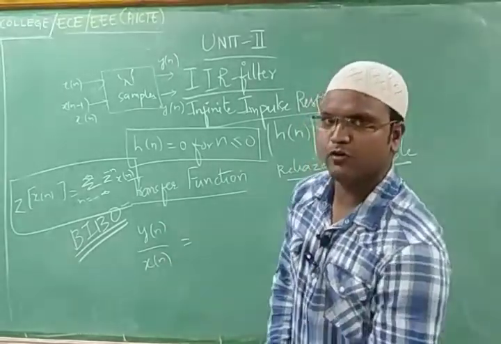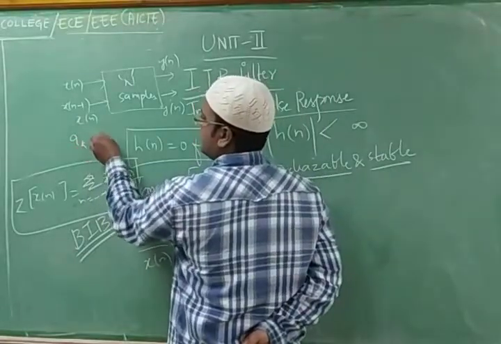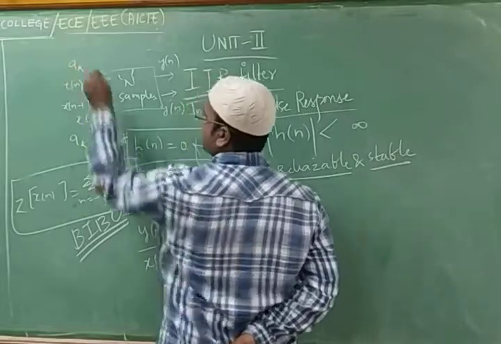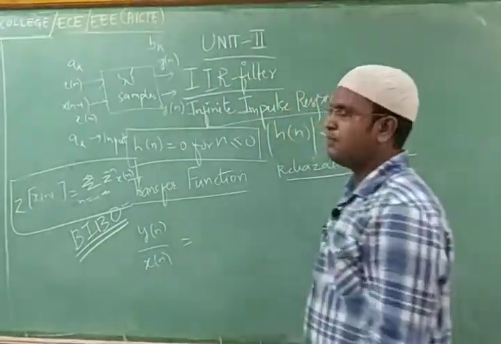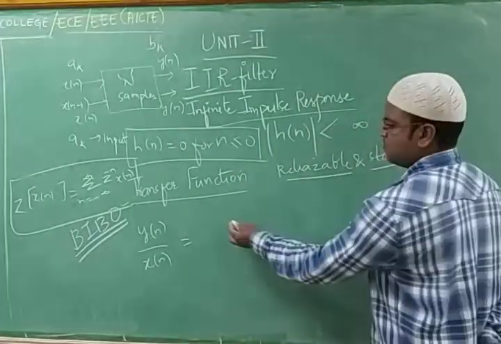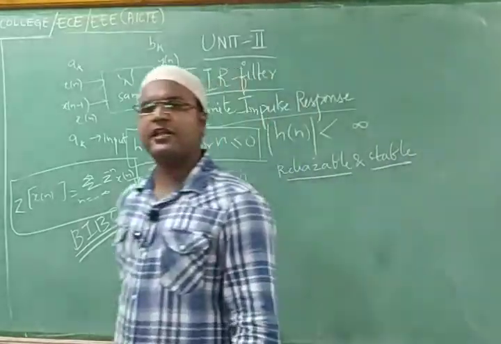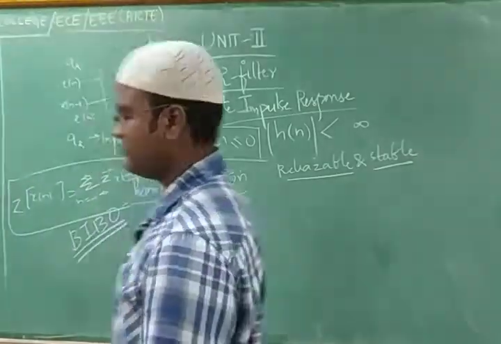Suppose I am defining two coefficients. One coefficient is ak, that defines input. So if I am mentioning here, the coefficient of input is ak and the coefficient of output is bk. So I am applying the Z transform to it. So how do we write this particular thing? I can write y of n by x of n summation. What I am writing is the transfer function. So how do we write the transfer function? H of n.